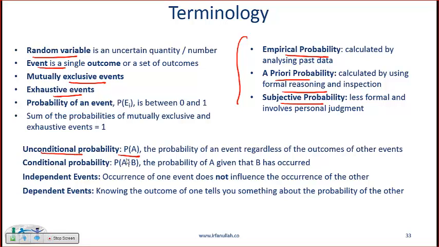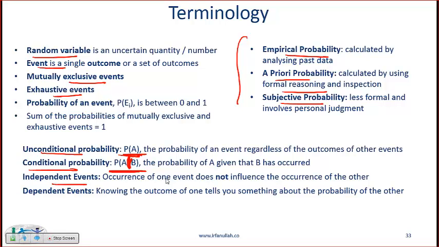Unconditional probability is the probability that a given event will happen regardless of anything else, and it's denoted like this. Conditional probability is denoted like this. This is the probability of A happening given that B is happening. The moment you see this bar, that means that it's conditional. So this is the probability of A given that B has occurred.